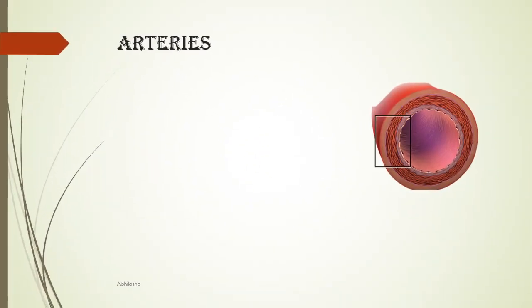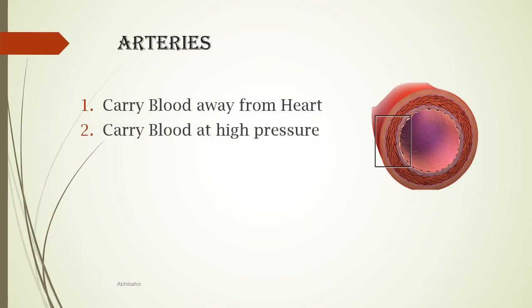Start with arteries. The first thing that you need to remember about arteries is they carry blood away from the heart. They carry blood at high pressure. The pressure in arteries increases when the ventricles contract. To resist this pressure and to stabilize it, the walls of arteries are thick and elastic, as you can see in the diagram also.